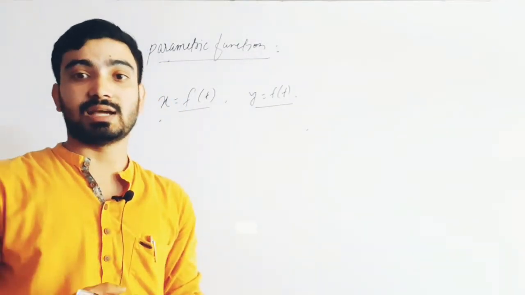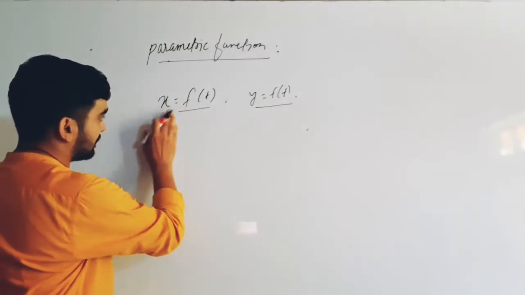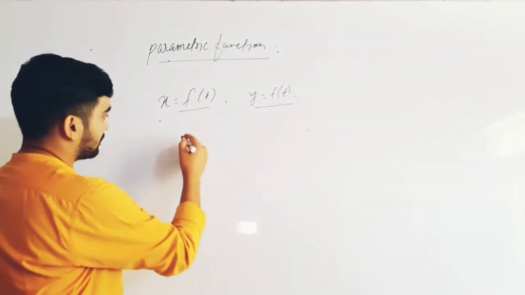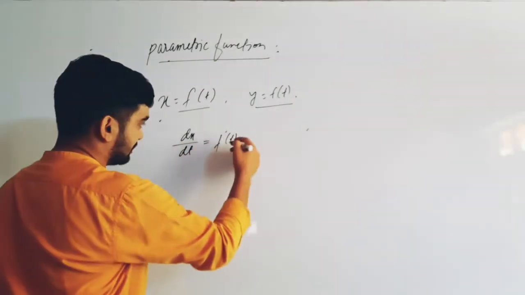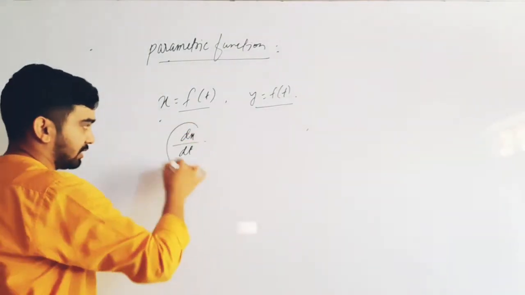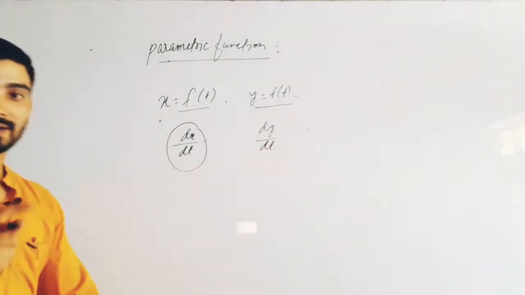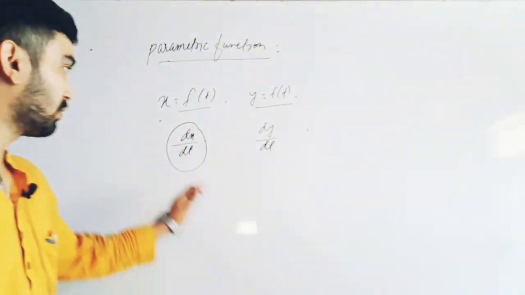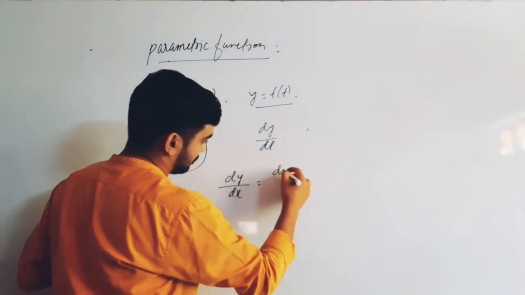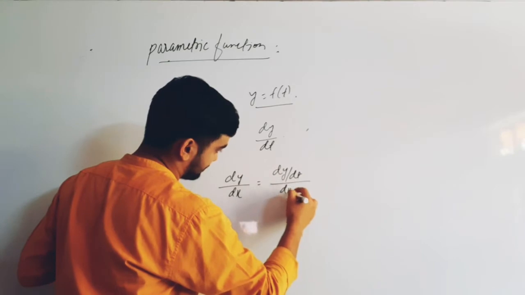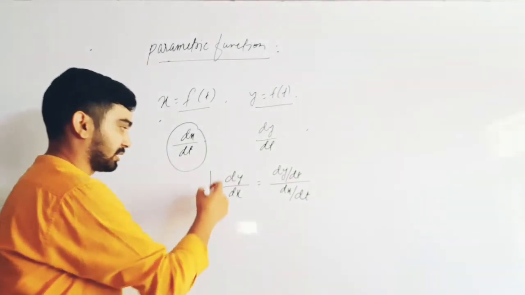Suppose x is a function of t and y is a function of t. How do we find dy by dx? Since x is a function of t, we need to find dx by dt, differentiating x with respect to t, that is f dash t. Similarly we find dy by dt. But what we actually require is dy by dx. So dy by dx equals dy by dt divided by dx by dt. Keep this principle in mind; this is the main point.